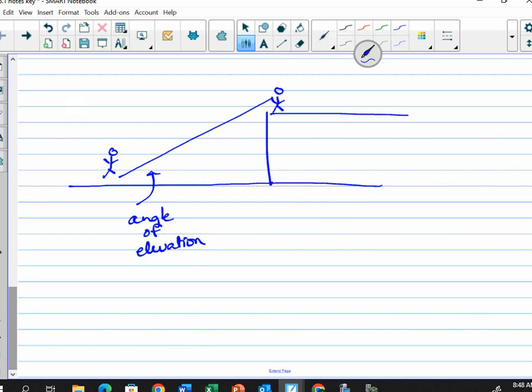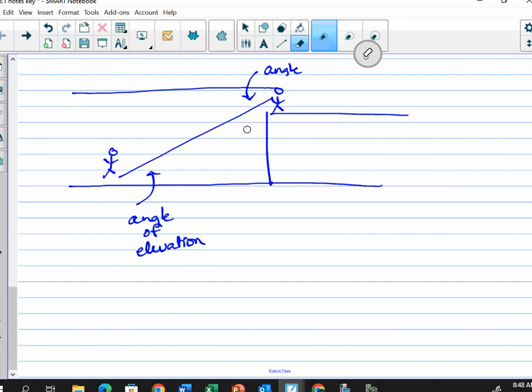That's called the angle of elevation from the ground looking up, like you've elevated your eyes. The part that everybody messes up is where the angle of depression is. It is not there. That line that's parallel to the ground in here is the angle of depression.